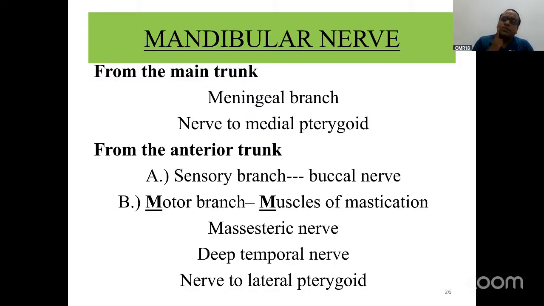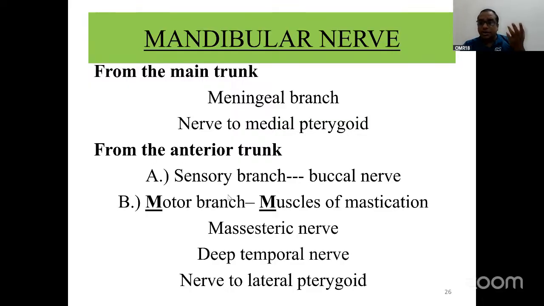If any patient comes for extraction of 6, 7, 8, they give inferior alveolar, lingual, and long buccal. Three injections we give to anesthetize that tooth. And all three are branches of mandibular nerve. This bone is called mandible. So it's very simple. From the main trunk of mandibular nerve, you get two branches.